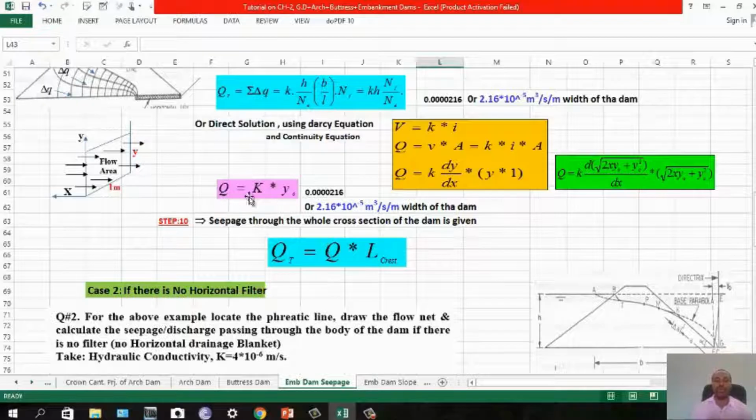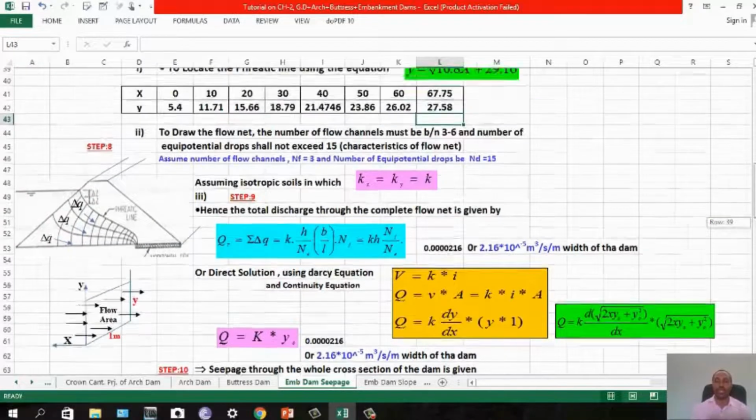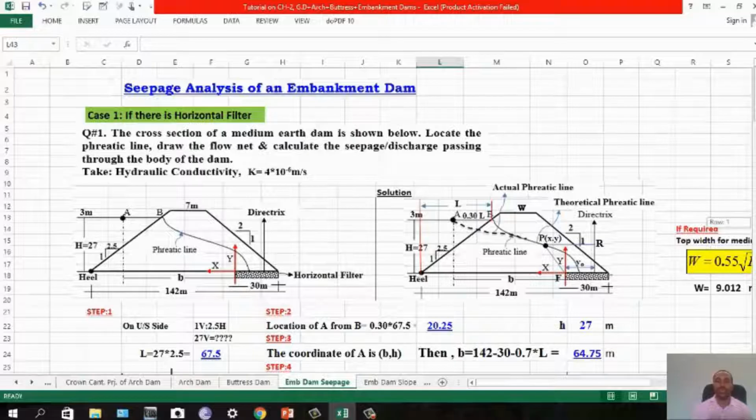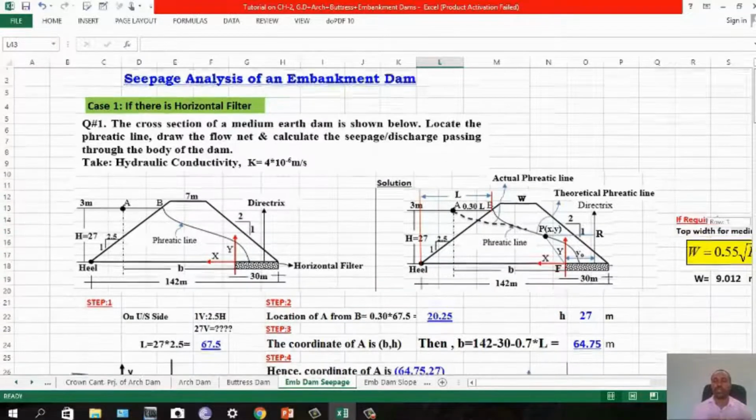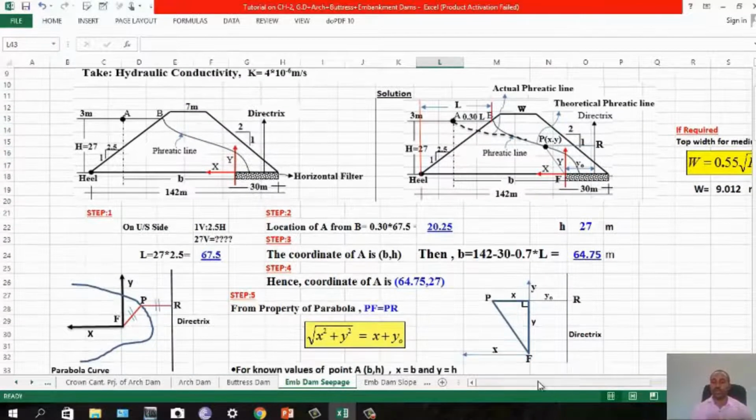Already you calculate per meter width times crest length. So you get meter cube per second for the whole cross section of the dam. So this is case one, if there is a horizontal filter. We will proceed to case two.